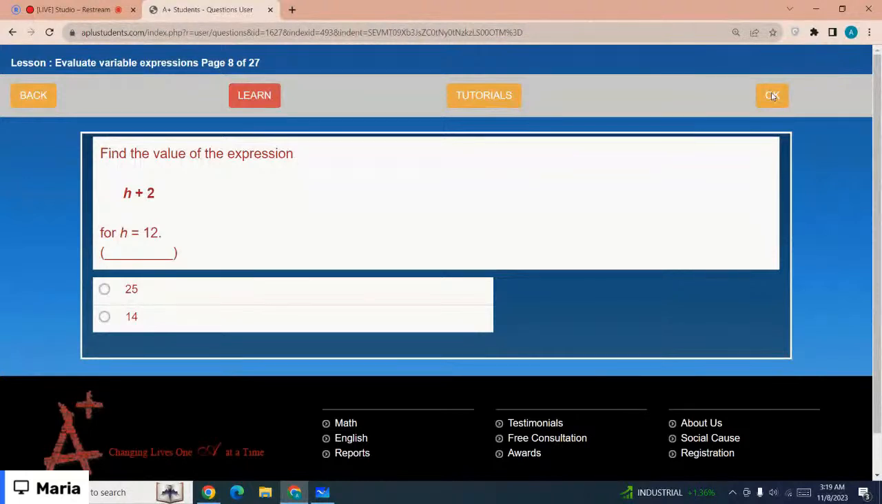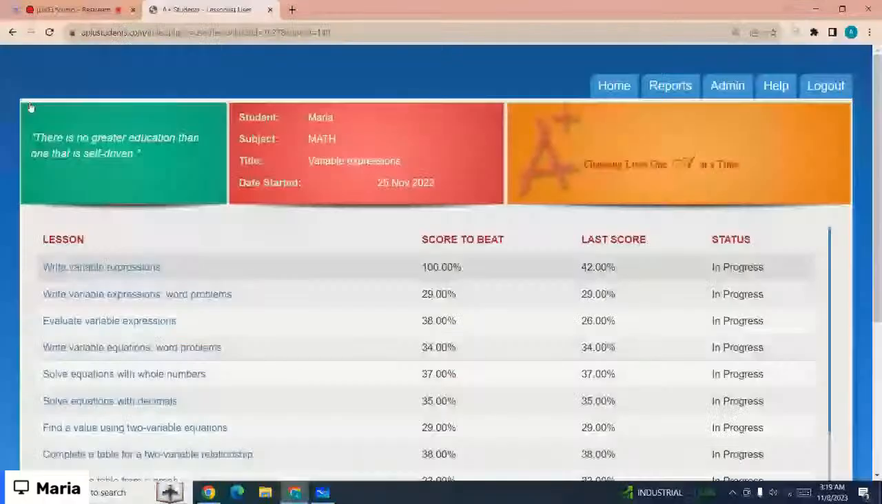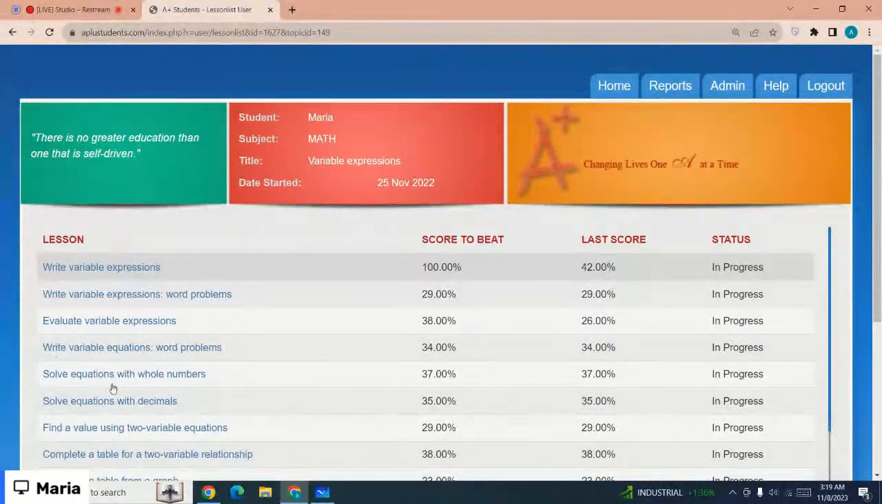You can complete the lesson by yourself later today. Let me just move on to next. The next lesson is write variable equations, word problems. You have to do the word problems on your own. Let's just move on to the next lesson. The next lesson is solve equations with whole numbers. So let's just start with the lesson.